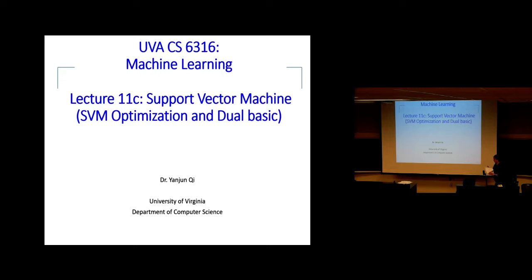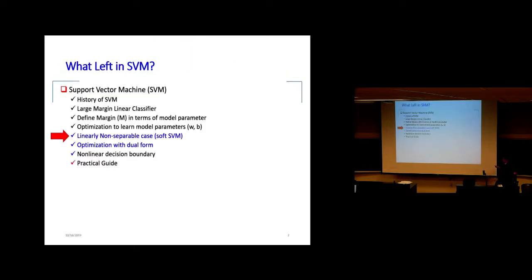So before I go on, I want to summarize. In SVM, we covered the margin definition and the basic optimization for the linearly separable case. And then during last class, we covered the non-linearly separable case. In the end, we use a kernel trick to extend x to phi x.